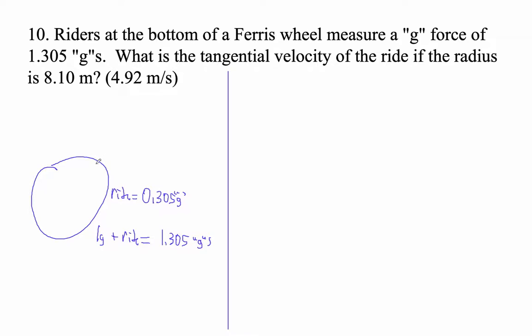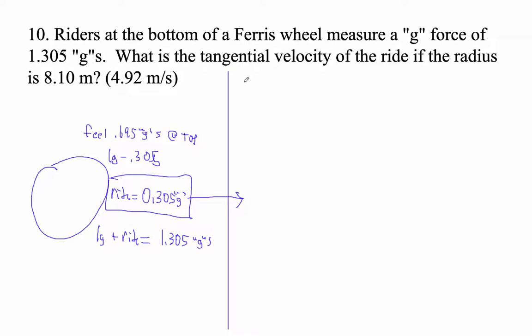You notice they don't even ask us about the top. We could figure out what the top is, right? At the top, it would be 1g minus 0.305. 1 minus 0.305 is 0.695. So you'd feel 0.695 g's at the top. A little more aggressive than our Ferris wheel, right? But we don't care about this. This is what we care about, right?